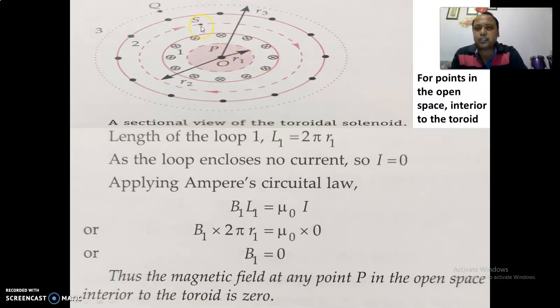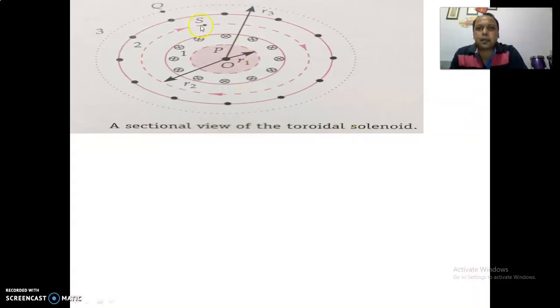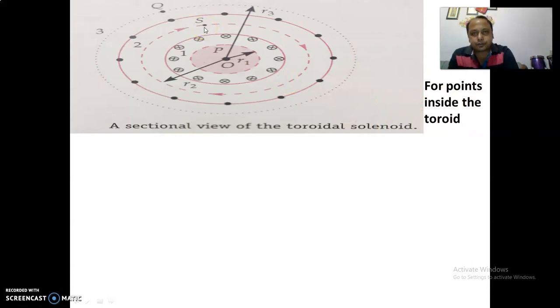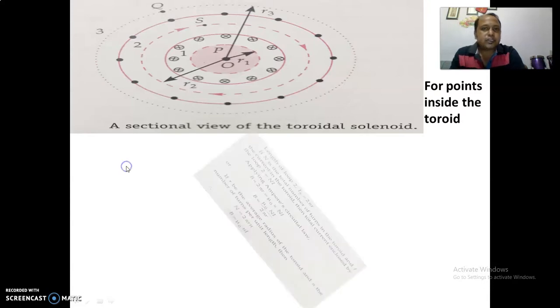Now let us take a point which is inside the toroid. Suppose we are considering a point S inside the toroid and we want to find the magnetic field here. To do that, we will draw an Amperian loop 2 having radius R2. Again we will use the Ampere Circuital Law. Now the point is inside the toroid. As the Ampere Circuital Law is integration B dot dl is equal to mu naught into the total current threading the loop.